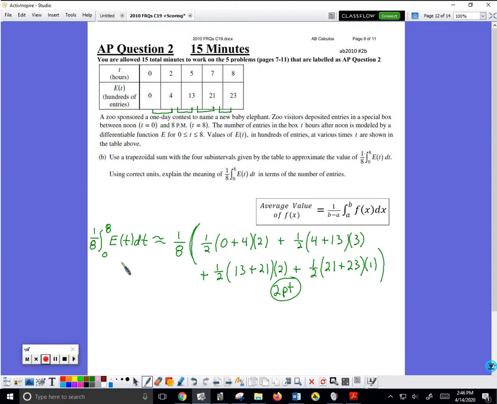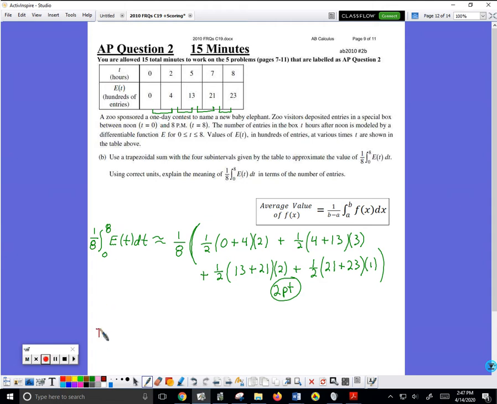I remember, I looked at my golden notes, if I'm integrating f multiplied by 1 over the span of the integral, I'm finding the average value of f. So I'm calculating the average number of entries in the box during this time period, because E represents hundreds of entries in the box. So that's what I have to write down.